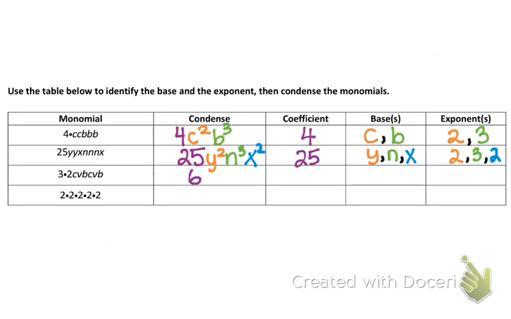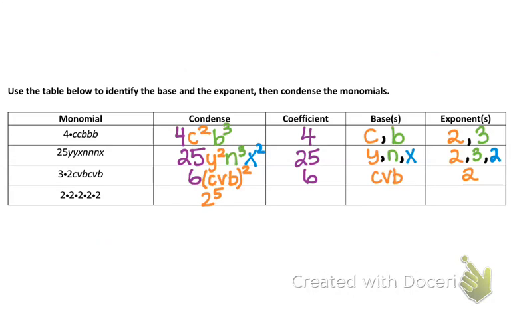Since CVB are written in order together, I'm going to consider CVB as my base. So that means that I have 2 copies of CVB. In this case, we put parentheses to let ourselves know that all 3 of those variables are going to be squared. So we should have 2 of each. Our coefficient is 6. Our base is CVB because that's what's being raised to the power, and our power is 2.